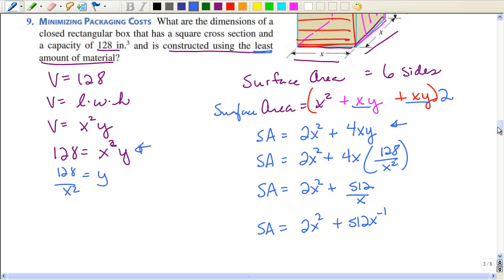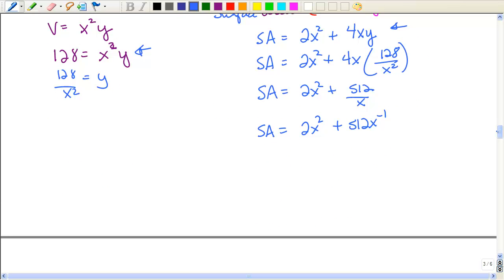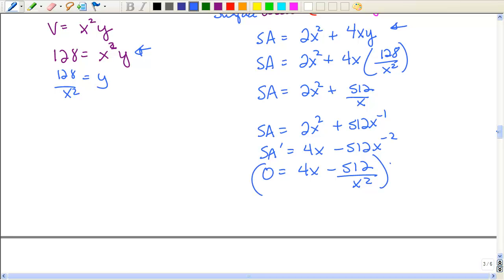I'm going to rewrite this with negative exponents, so I can take the derivative, because I want to minimize it. I want to set that equal to 0 and I need to solve for x. How am I going to do that? Well, I think the easiest way would be to get rid of the denominator. So let's multiply everything by x squared. So I have this equation, and I need to set that equal to 0 and solve for x.